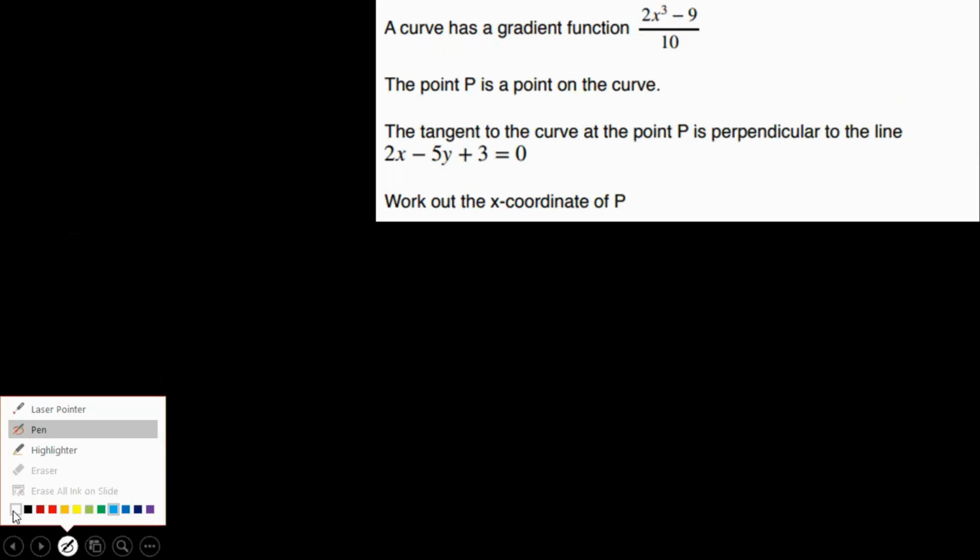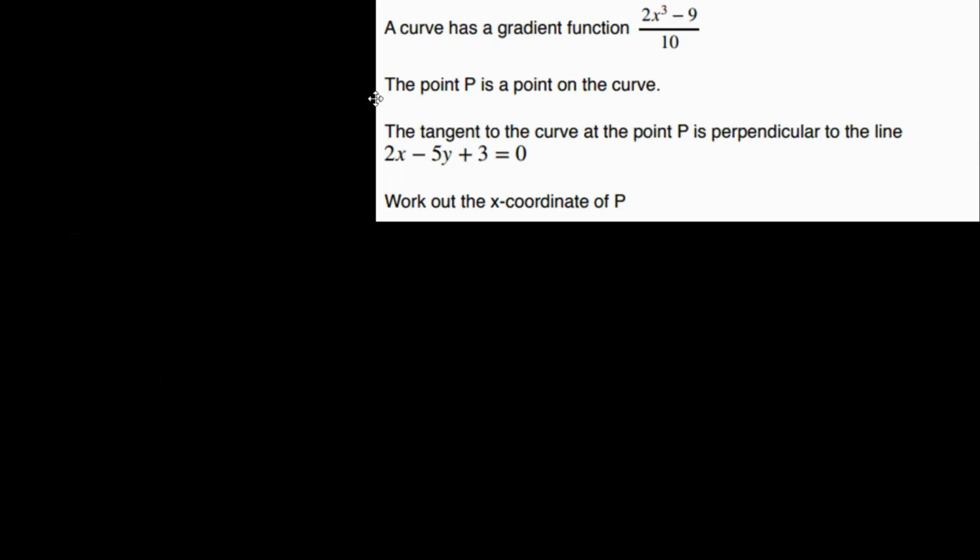Next question they're asking is, a curve has a gradient function which is (2x cubed minus 9) divided by 10. The point P is a point on the curve. The tangent to the curve at point P is perpendicular to the line 2x minus 5y plus 3 is equal to 0. Work out the x coordinate of P.